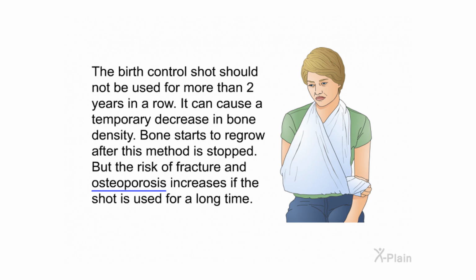The birth control shot should not be used for more than 2 years in a row. It can cause a temporary decrease in bone density. Bone starts to regrow after this method is stopped, but the risk of fracture and osteoporosis increases if the shot is used for a long time.